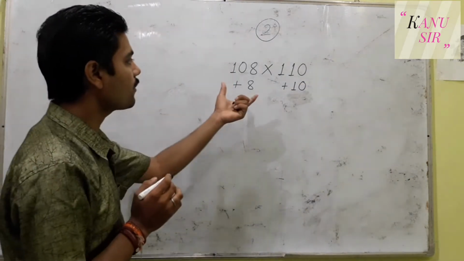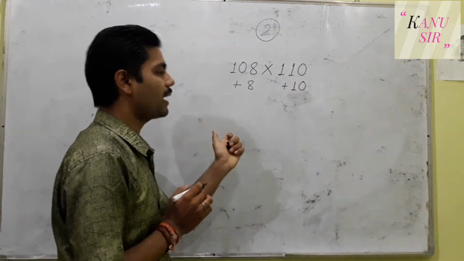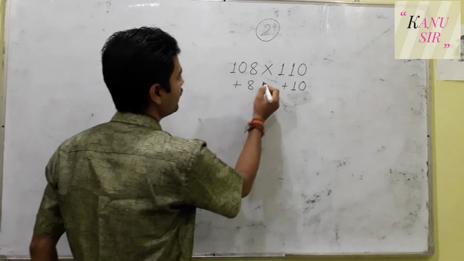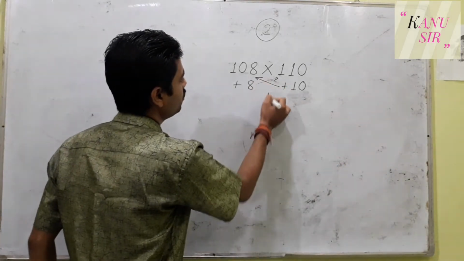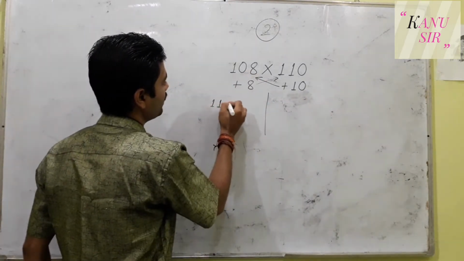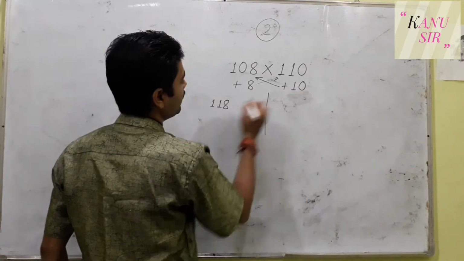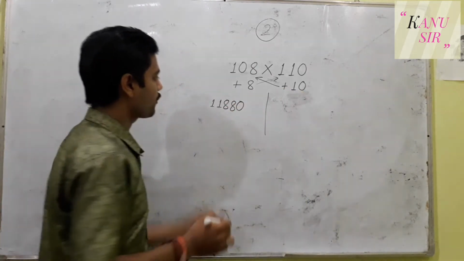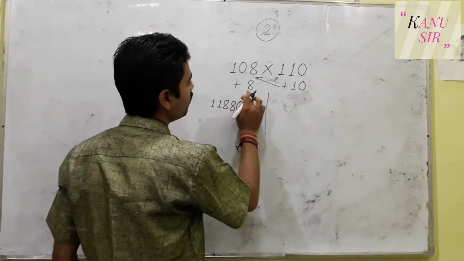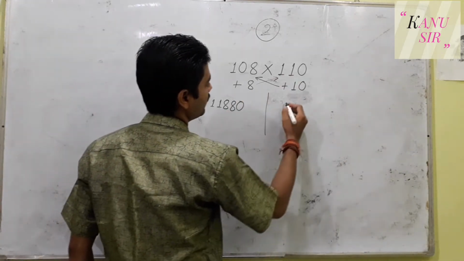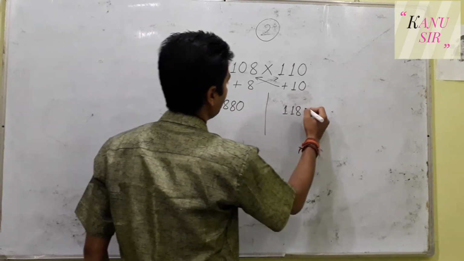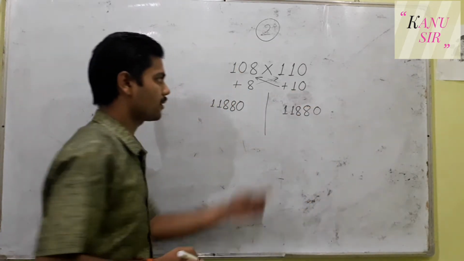Here you don't have to subtract, you have to add, but the process is the same. Either you add 10 to 108 and get 118, and 8 times 10 is 80, and hence the product is 11,880. Or if you go from 110 plus 8, you also get 118, and 8 times 10 gives 80. The answer comes out the same.